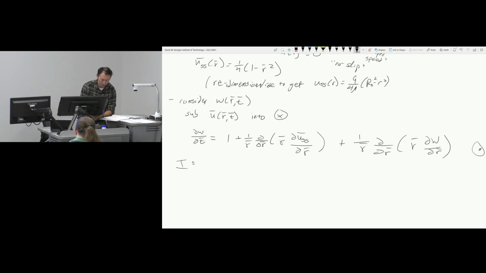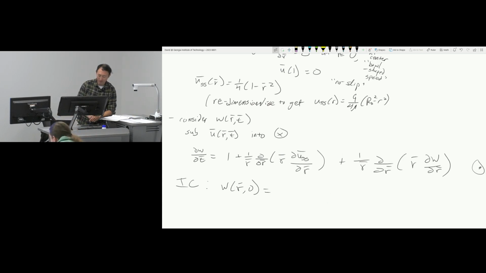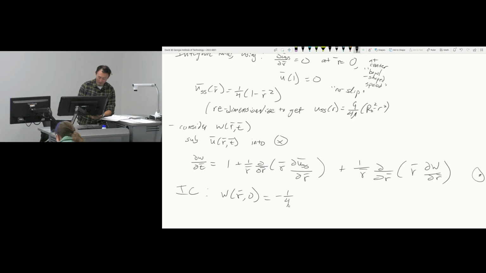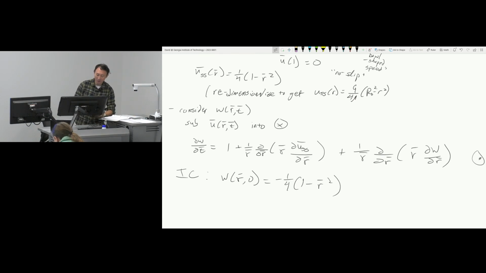All right, so the initial conditions for W. We know what the initial condition for the whole thing was: that the whole velocity was 0. So what do you think the initial condition for W should be to make the whole velocity be 0 at the beginning? If W were 0, then the problem is that the U would be moving at the beginning. But USS is a steady state. So what we need to do at the beginning is cancel out the steady state solution. So we're going to have negative 1/4 (1 minus r squared), the steady state solution. W represents the transient. At infinite time, W disappears. But at time equals 0, it's what we need to make the solution look quiescent.